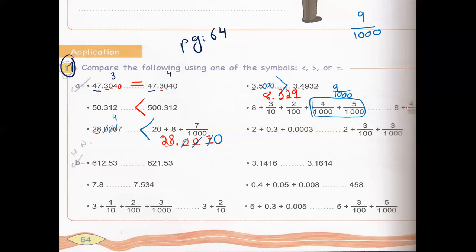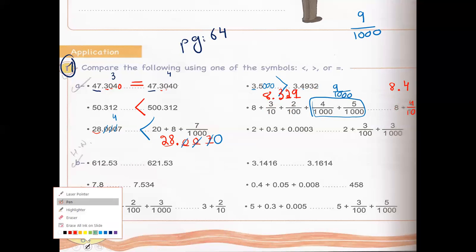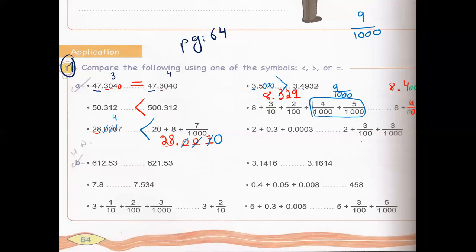Now this part, 8 plus 4 over 10. How do we write it as a decimal number? 8.4. Let's compare them now. 8, 8, same whole parts. Look at the decimal part and count the digits. Here we have 3 digits, here we have just 1, so we must add 2 digits. 400 with 329. Which one is bigger? 400. If someone forgot to add 0, they would say 8.329 is bigger, so it will be wrong. So you have to pay attention to the zeros.